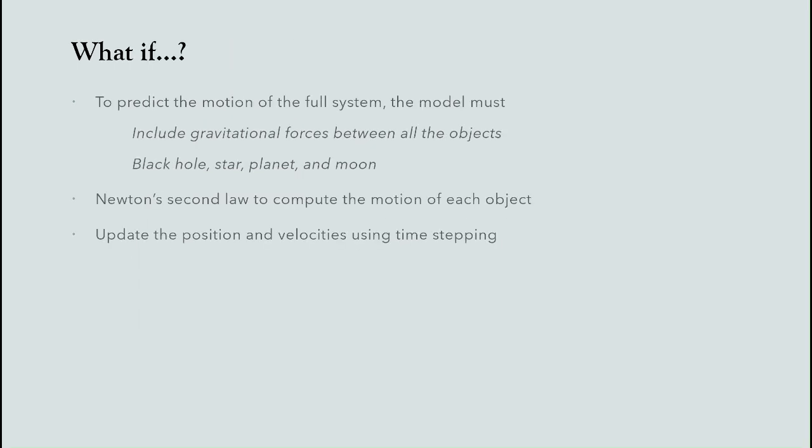Alright, let's go over the what if question. To predict the motion of the full system, the model must include the gravitational force between all the objects, the black hole, the star, the planet, and the moon. And then also use Newton's second law to compute the motion of each object while each step of them is moving to update the position and velocity using the timestamps.